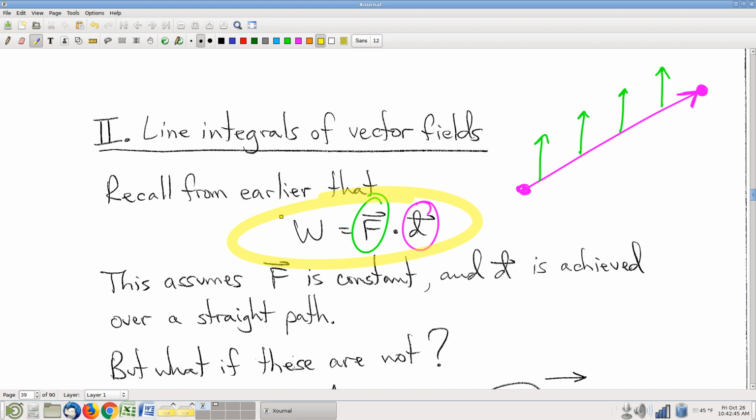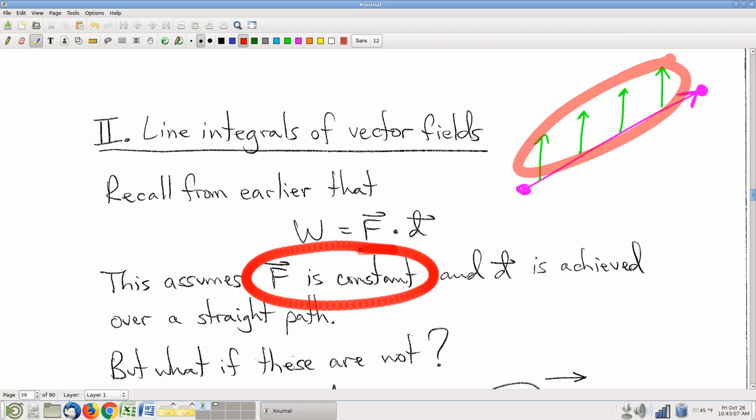Okay, so here's the thing. This actually makes some assumptions that we didn't really confess to at the time. We were busy being proud of the fact that we've generalized in a nice way something from high school, but we need to generalize this more now. Here's the issue. This calculation assumes that you're always pushing with the exact same force. What if you aren't? What if the force is different at the beginning and different at the end? Well, then you can't use this formula.